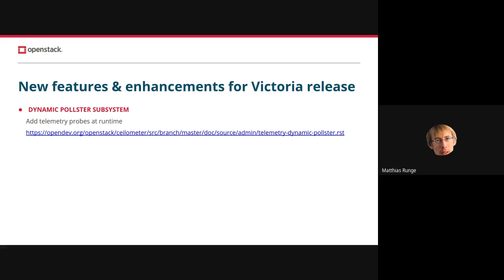The most notable feature over the past cycle or past few cycles is the dynamic pollster subsystem. The idea here is to create or update pollsters on the fly, which wasn't possible before. Pollsters are being used to pull metrics out via the OpenStack API.